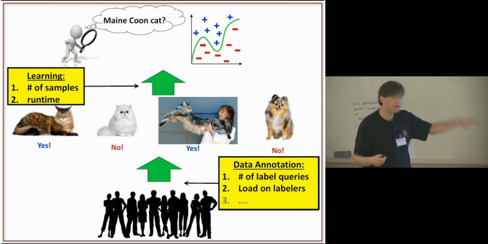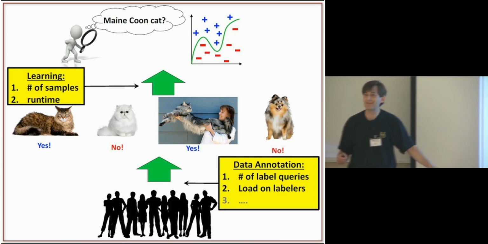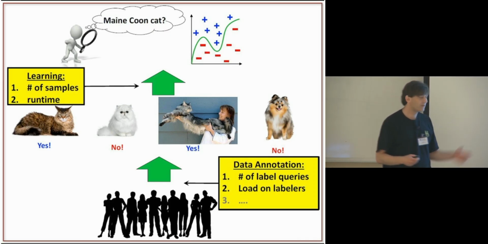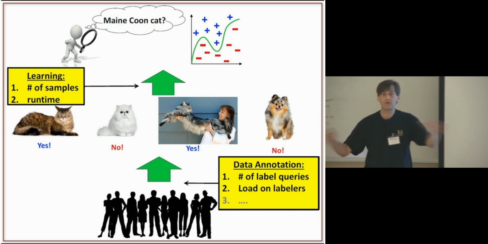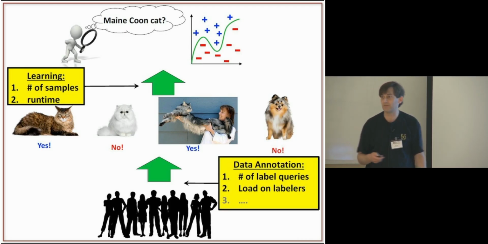Another approach is to look at the annotation side and say what we really want is to get rid of the noise. So, for instance, let's take a majority vote over a bunch of labelers, and hopefully we'll squeeze out the noise by taking big enough majority votes.